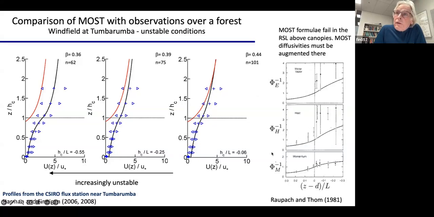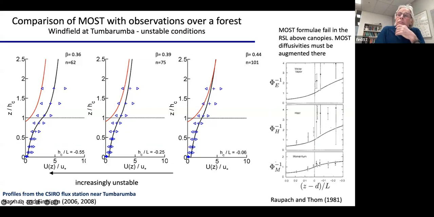The phi h to minus 1, which is related to the diffusivity, has to be much higher than we actually would predict from those classic dimensionless forms that were found at Kansas. The same with momentum, slightly higher. Water vapor, similar to heat.